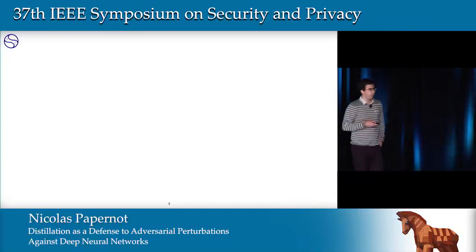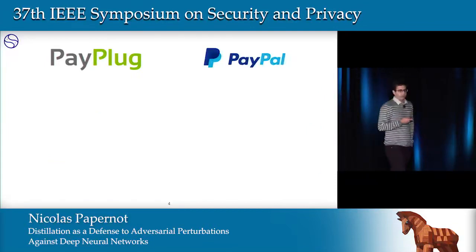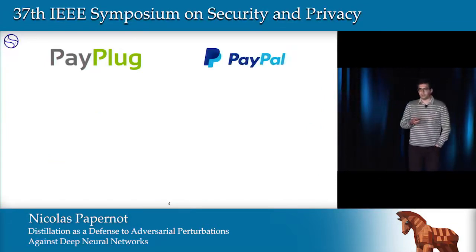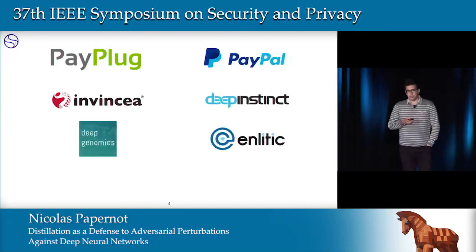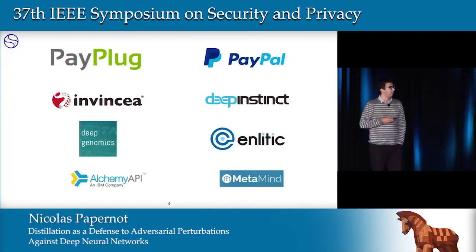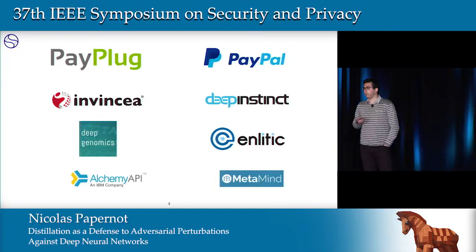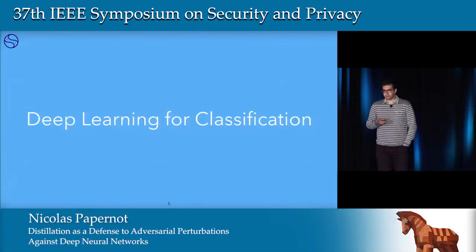So this is not a problem specific to driverless cars. Companies in the industry use neural networks to detect financial fraud, malware, and advanced persistent threats. They also process medical data and genetic data with neural networks. Also, some companies provide deep learning as a service for other developers to include in their products.